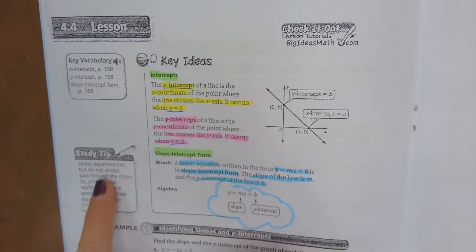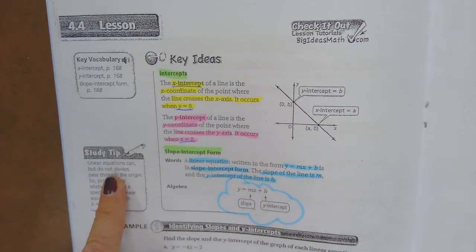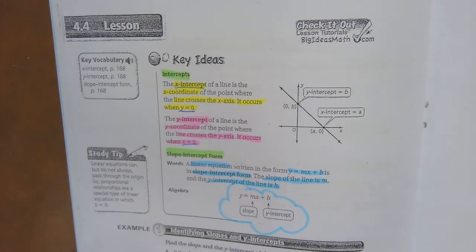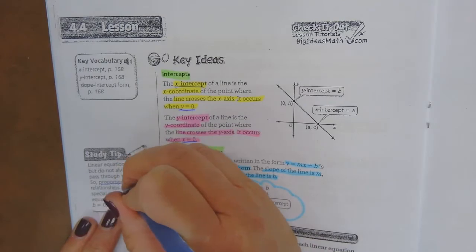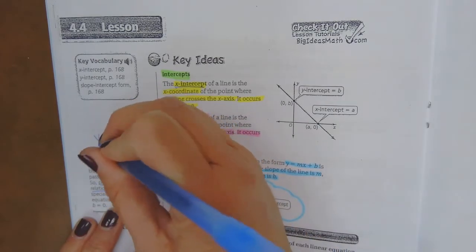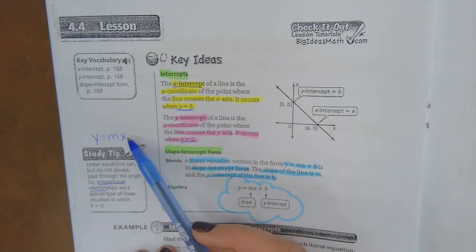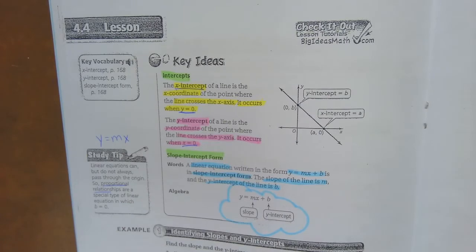Now, I do have a couple important things over here. Linear equations can, but do not always, pass through the origin. So proportional relationships are a special type of linear equation in which b is equal to 0. When we were talking about proportional relationships, we said we just had y equals mx. We don't have that plus b because it's going through the origin.